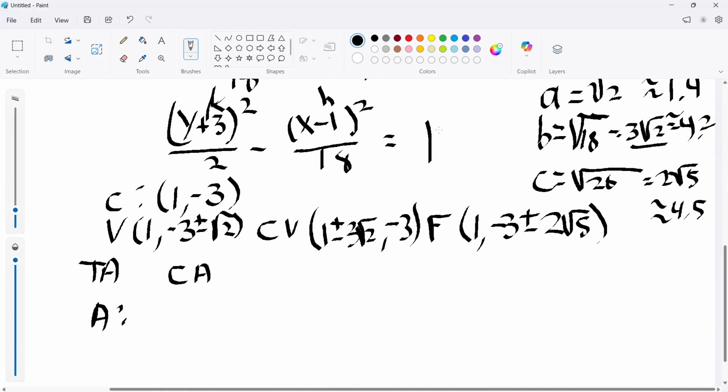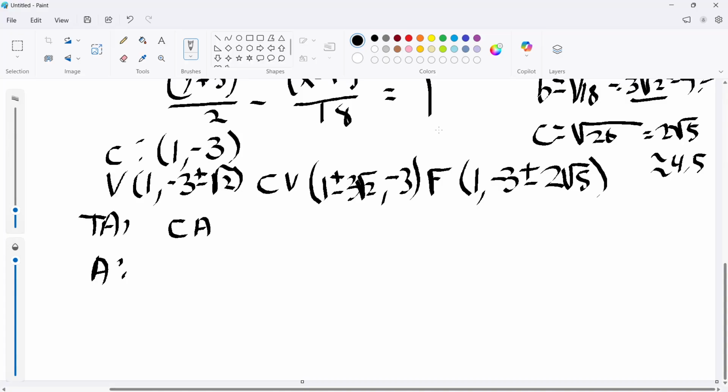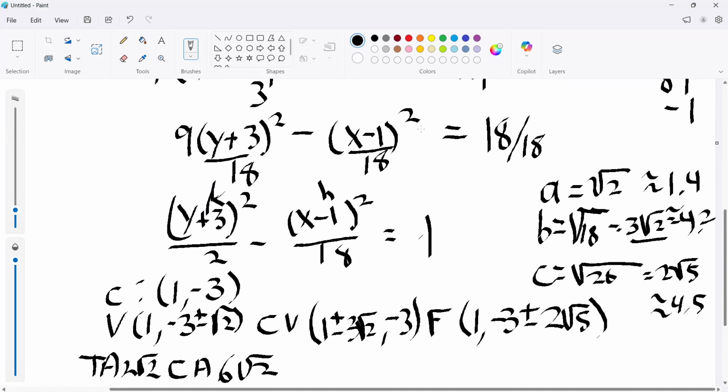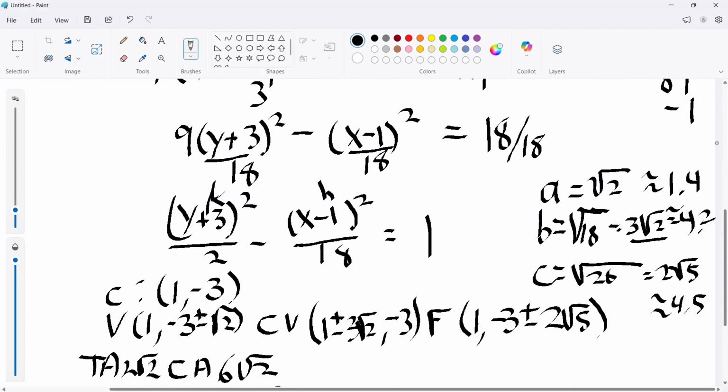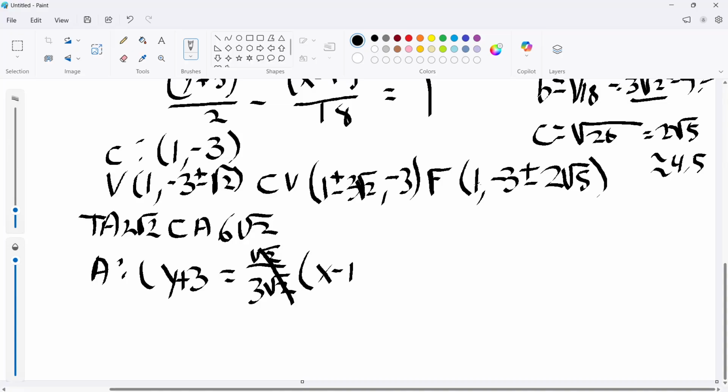And then the transverse axis is going to be 2A, which is 2 square root of 2. Conjugate axis is 2B, which is 2 times 3 square root of 2, which is 6 square root of 2. And then this is y minus k, so it's y plus 3 equals a over b. So square root of 2 over 3 square root of 2, and look what happens. The square root of 2's cancel. It's 1/3, and then it's x minus h. H is 1, so it's x minus 1.